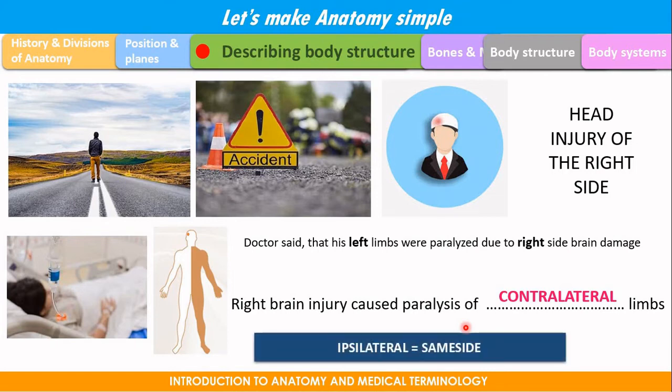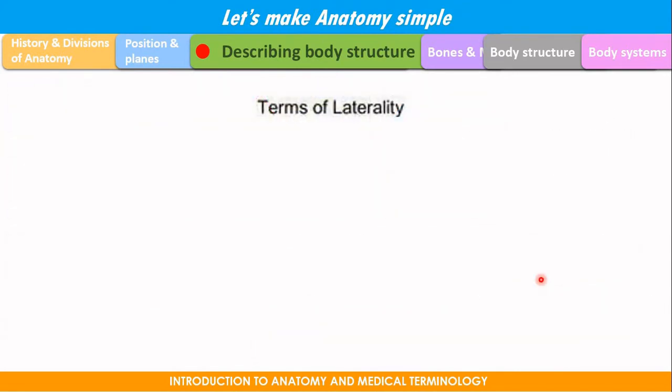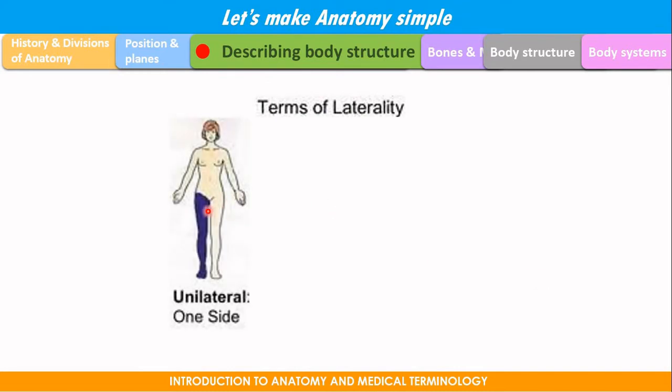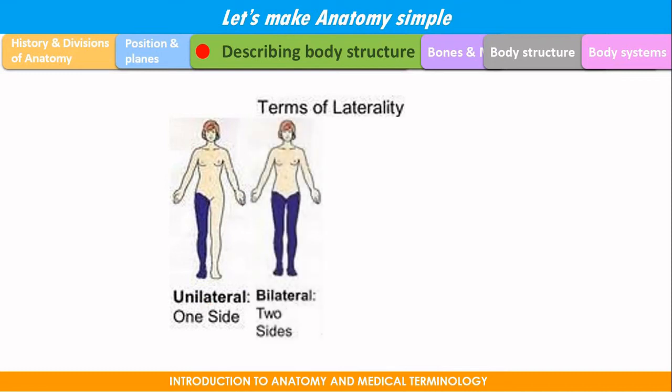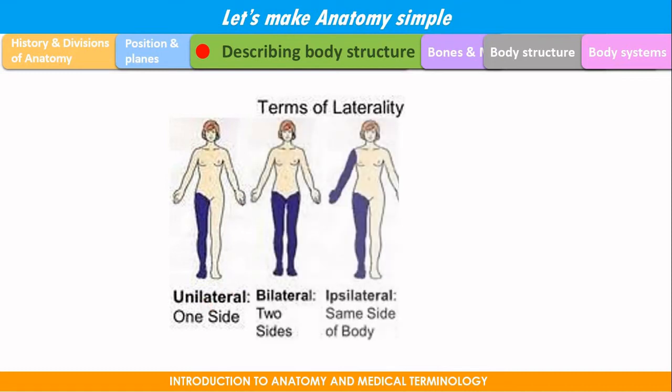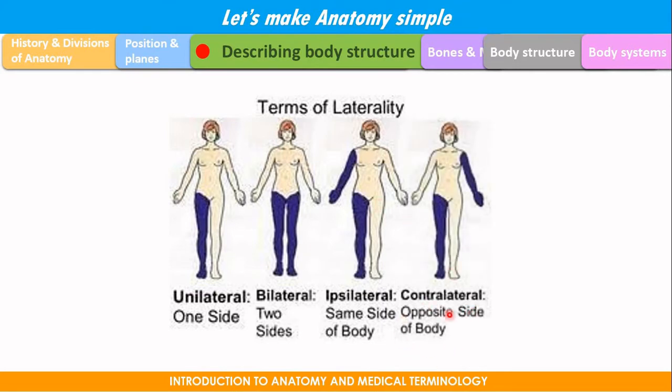So, what do we use for the same side? Ipsi. Ipsi means same, contra means opposite. That is a very familiar thing which we must know to address in terms of laterality. So, unilateral refers to one side, bilateral refers to two sides, contralateral refers to the opposite side of the body, whereas ipsilateral refers to the same side of the body.